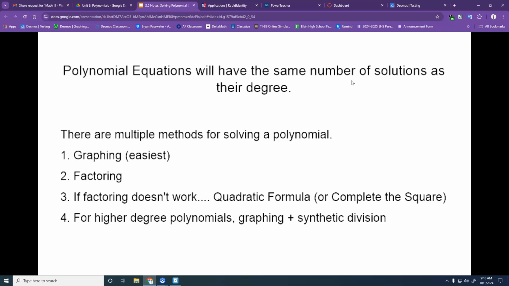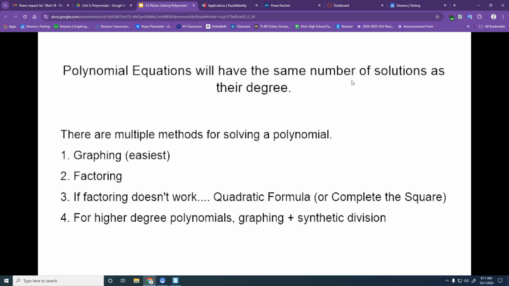So there are multiple methods for solving a polynomial. We can graph it, which is going to be our easiest. We will be able to use Desmos on that. Factoring can work sometimes. If factoring doesn't work, we can use quadratic formula or completing the square, which you were supposed to learn in Math 2. But I don't reteach that because I usually find that most students don't remember how to do it, and quadratic formula will work with it. I love completing the square, but I don't think we have time to spend on it.